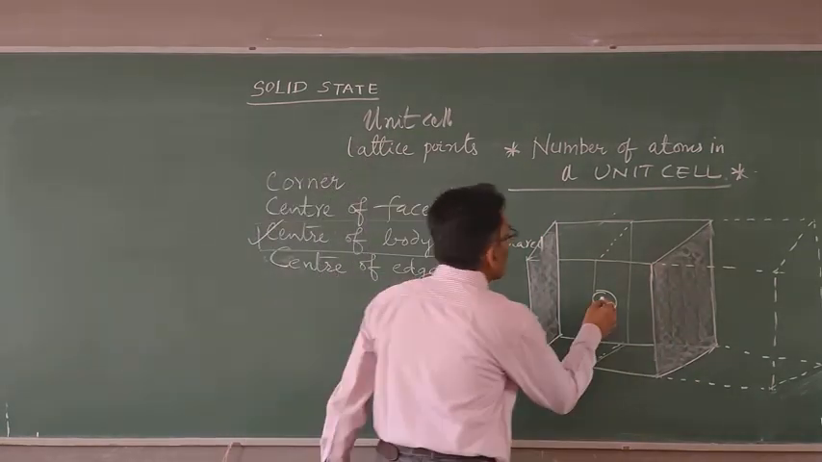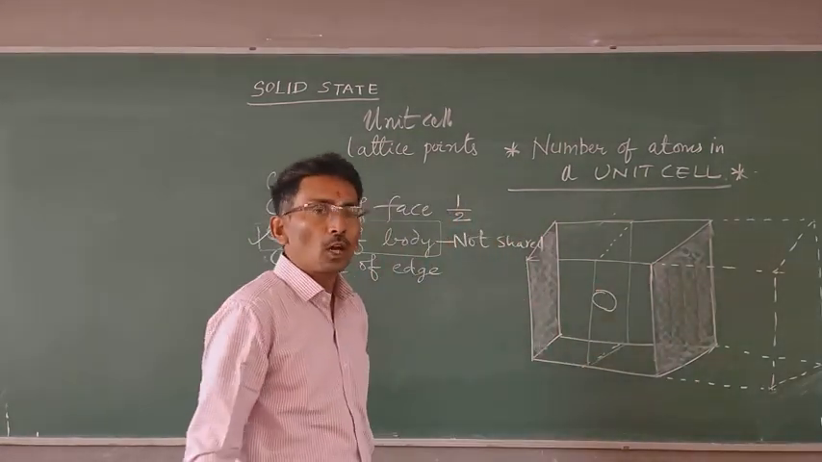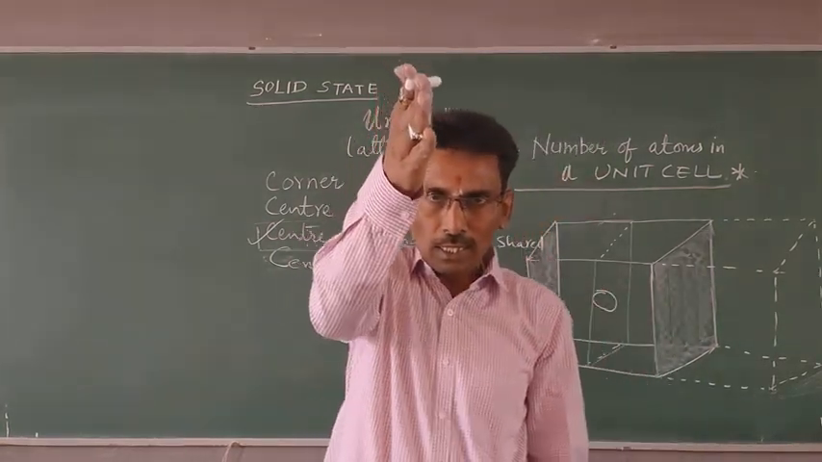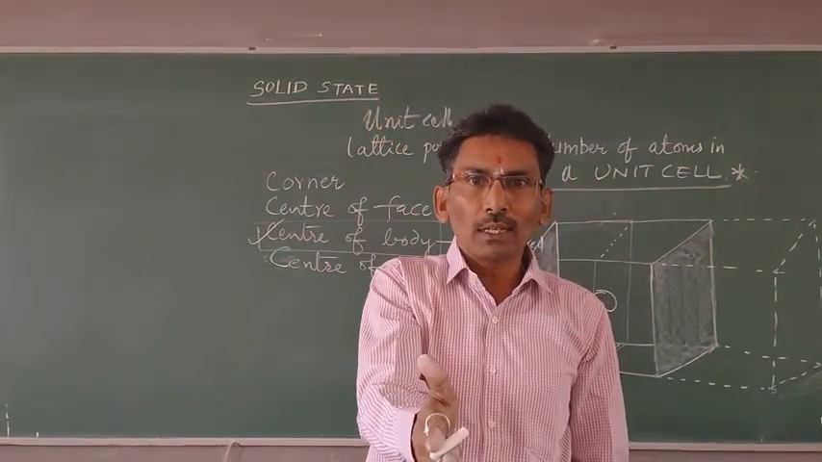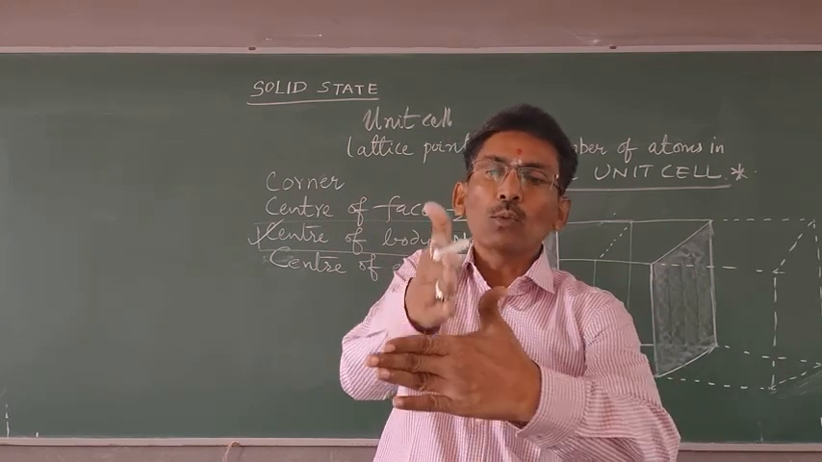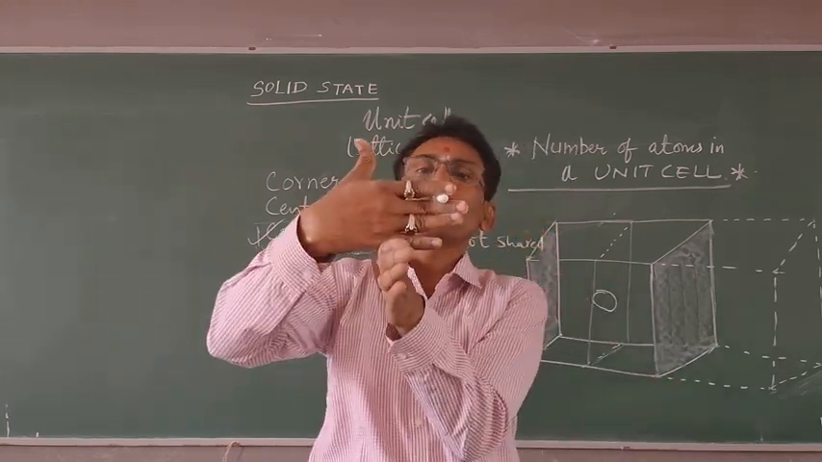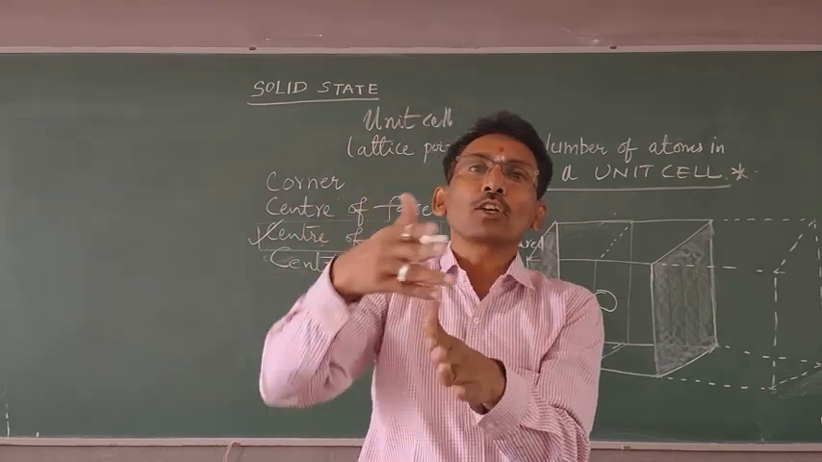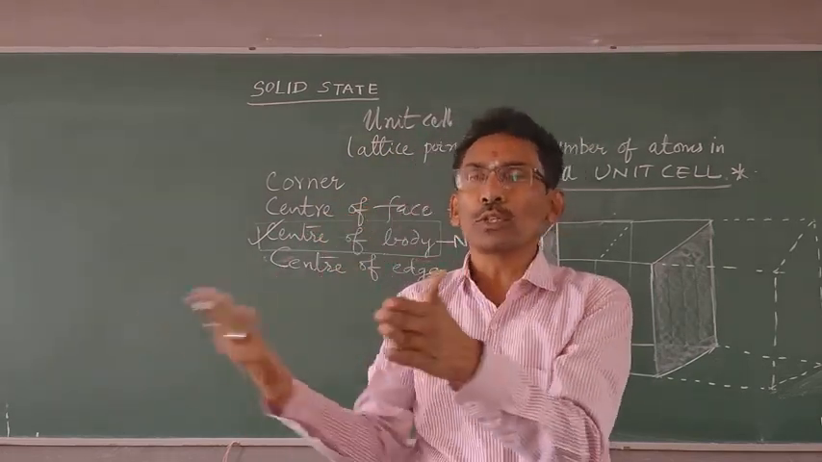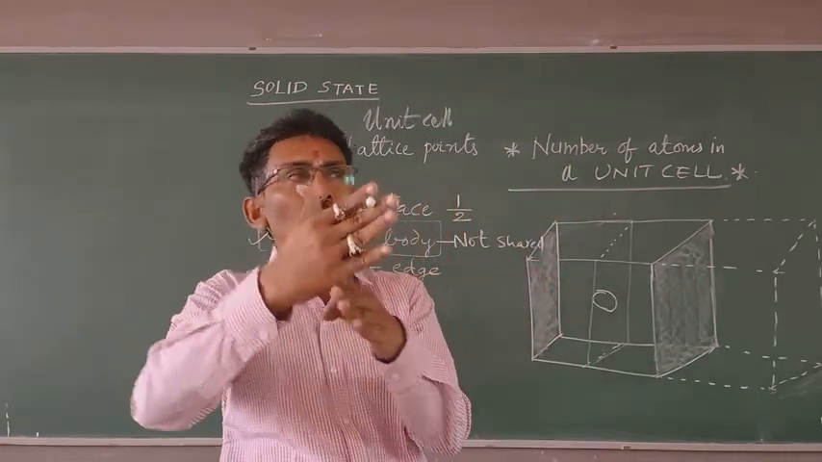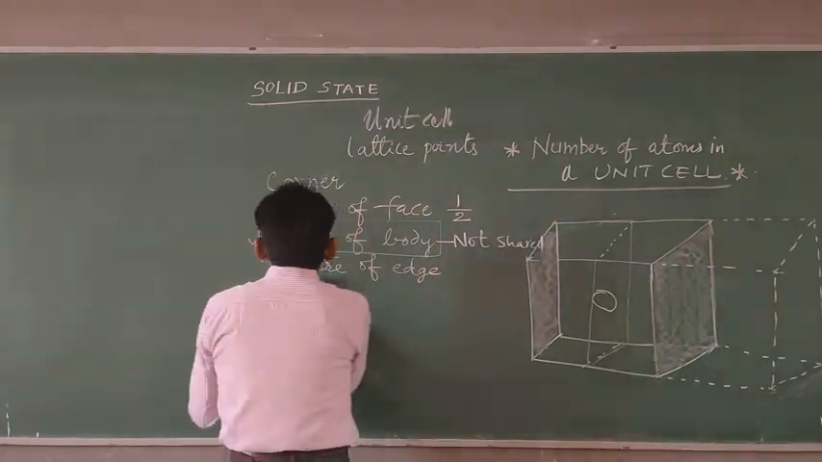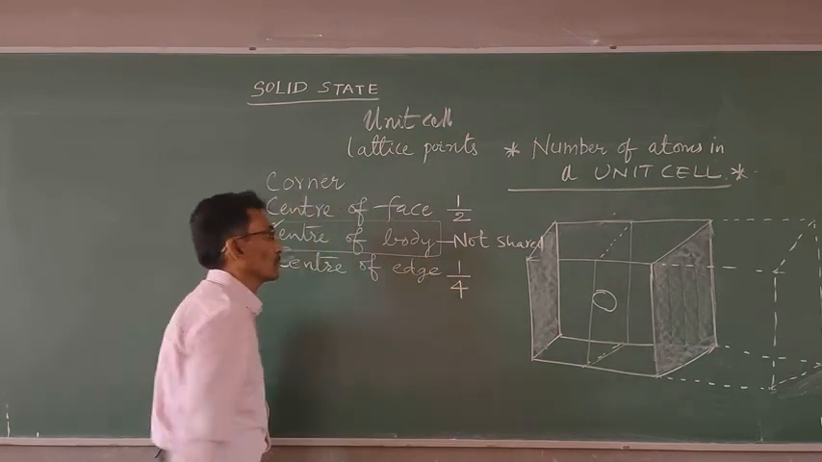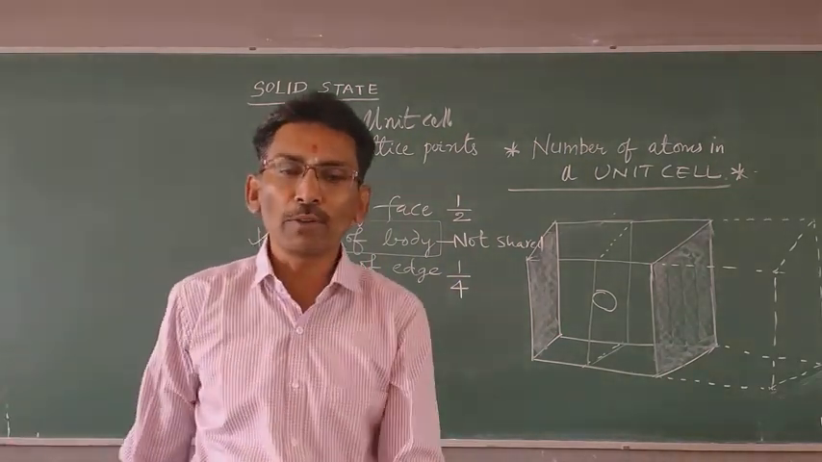Therefore, the particle is on an edge. Now the particle is on how many edges? This is one vertical and this is horizontal. Yes, this is the edge. So at the edge, how many unit cells are there? Unit cell 1, unit cell 2, unit cell 3, unit cell 4. So the center of an edge is shared by 4 unit cells. Each edge is shared by 4 unit cells.